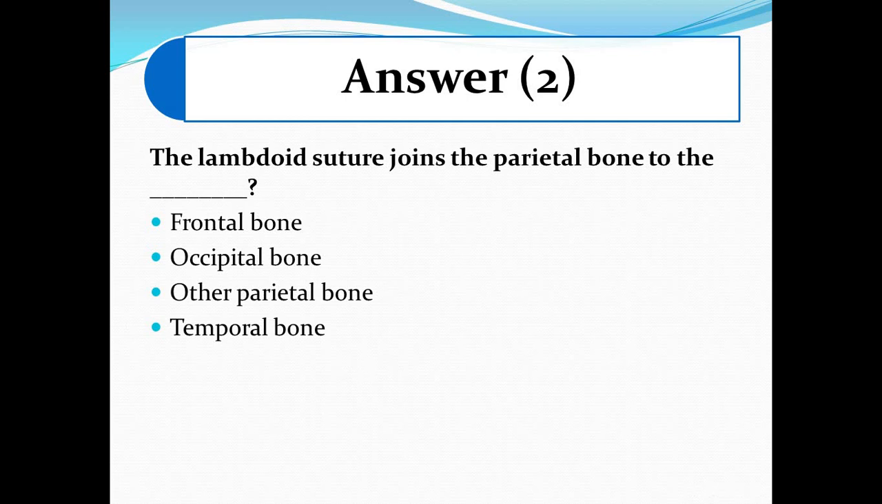And the one that is connecting the parietal bone to the temporal bone is the squamous suture. So the right answer here is the occipital bone. The lambdoid suture is connecting the parietal bones to the posteriorly located occipital bone. But we should know that the lambdoid suture is also extending more posteriorly and laterally, and connecting the occipital bone to the temporal bones as well. So if the temporal bone was here, the answer would also be occipital bone.